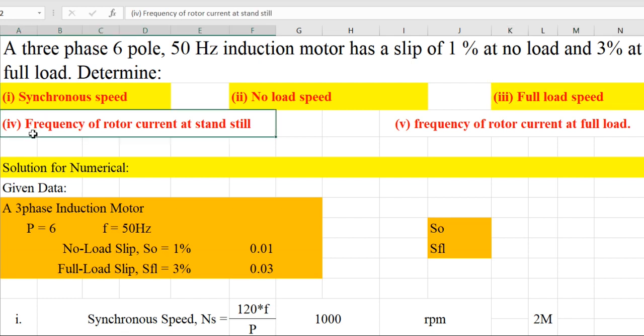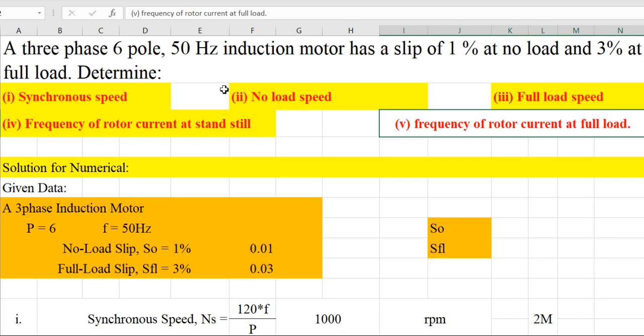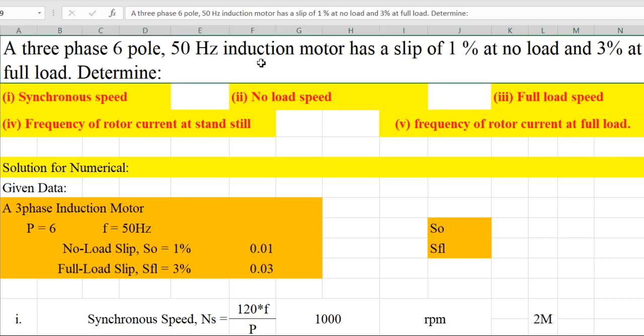full load speed, then the frequency of the rotor, then the frequency of the rotor at full load. One is at standstill, then another is at full load condition. From this given data, what is given? First you need to concentrate on which type of machine.